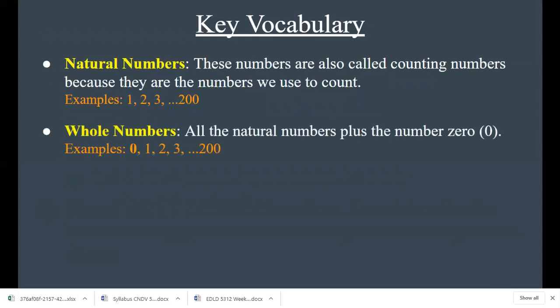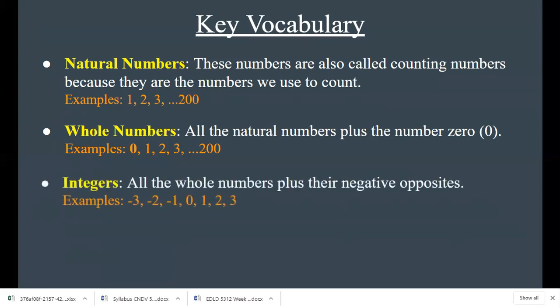Whole numbers. Whole numbers are the exact same thing as natural numbers, but the only difference is we now add the zero. So that's the difference between natural numbers and whole numbers. It's just that one digit, which is why it's in bold: 0. Just keep that in mind. That is the only difference between natural numbers and whole numbers, is we add the number 0.